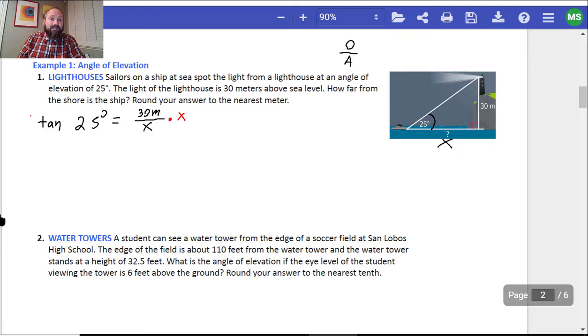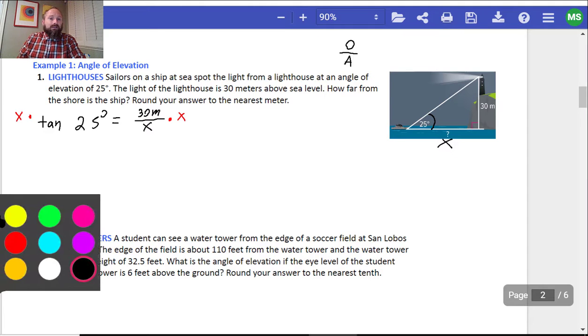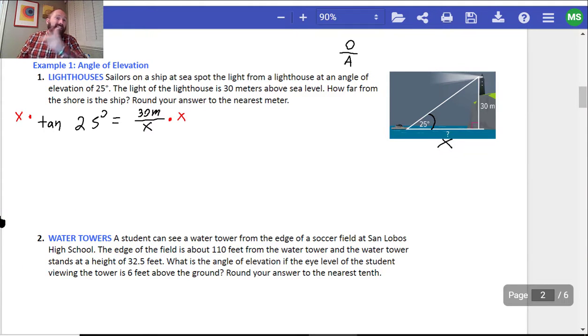So right now, I'm going to multiply by x to get x by itself. If there's anything on the bottom, I'm going to get it out of there because I don't want it in the denominator. So I rewrite it: x times the tangent of 25 degrees is equal to 30 meters. Now I'm going to pull out my handy-dandy calculator and calculate it.